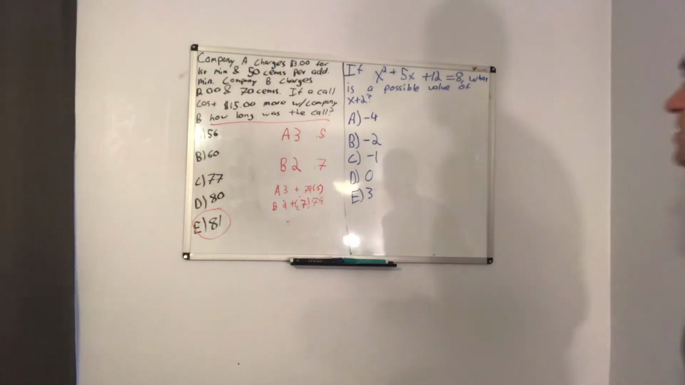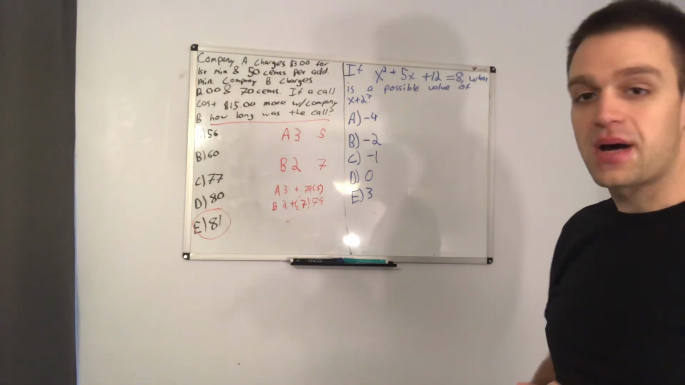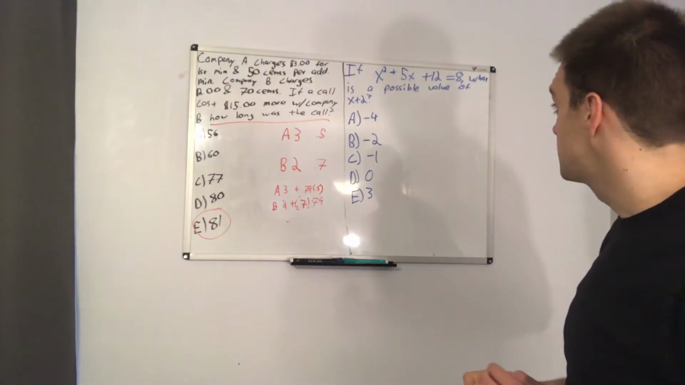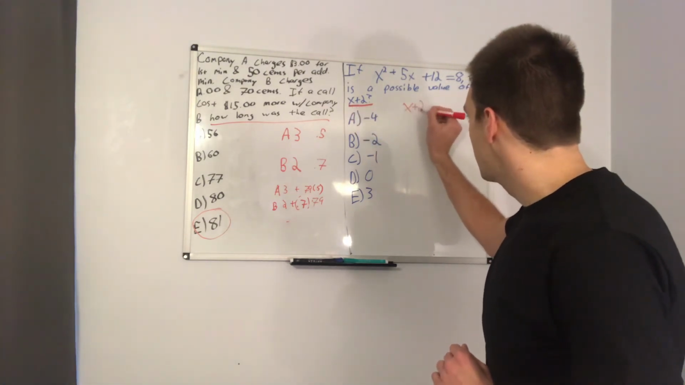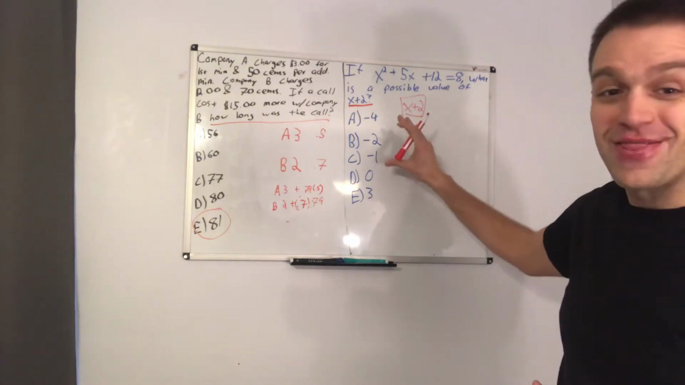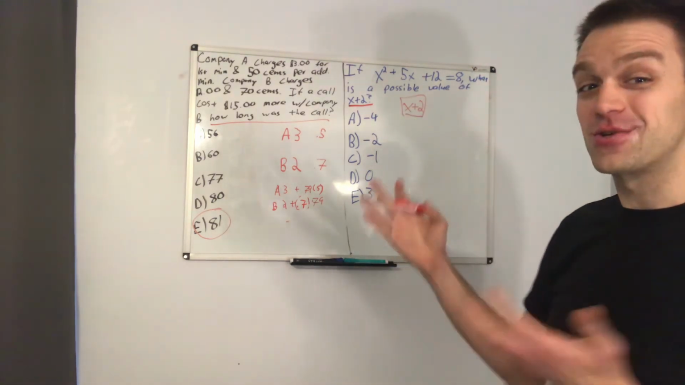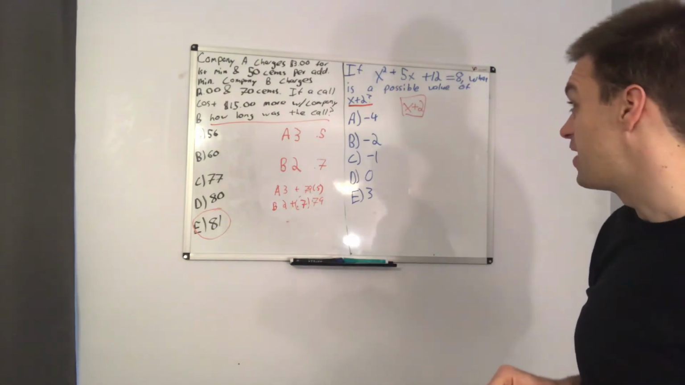So the second problem says if x squared plus 5x plus 12 equals 8, what is a possible value for x plus 2? So again, we're looking for x plus 2, and we can guess that one of these answer choices will be the value of x. So that's the correct answer to a different problem. So that is the wrong answer for us.